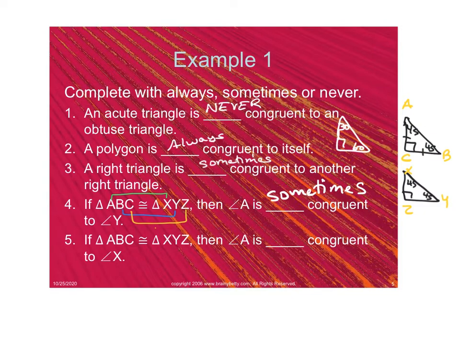Now, I just showed you the matching here. So here it says if ABC is congruent to XYZ, then A is blank congruent to X. Well, if we use this little mapping-like thing, we're going to see that A is always going to be congruent to X. It's only sometimes to either Y or Z.